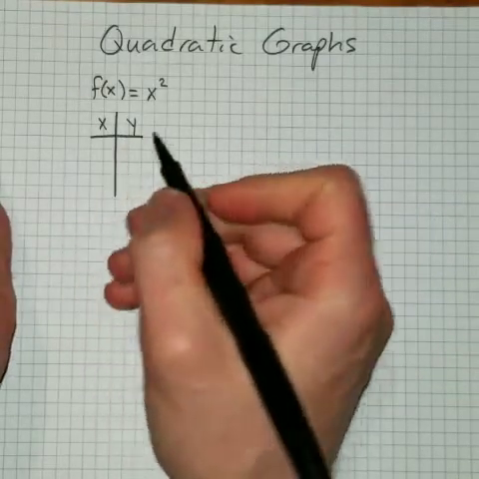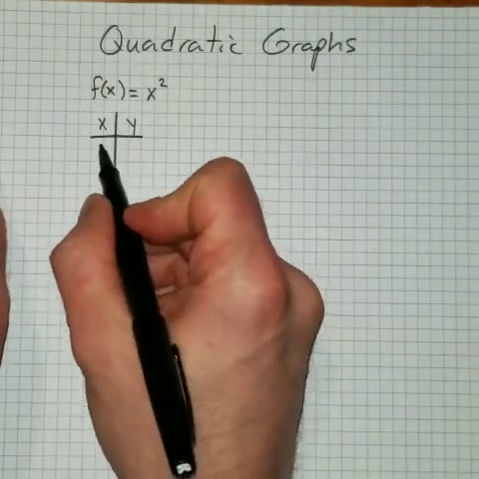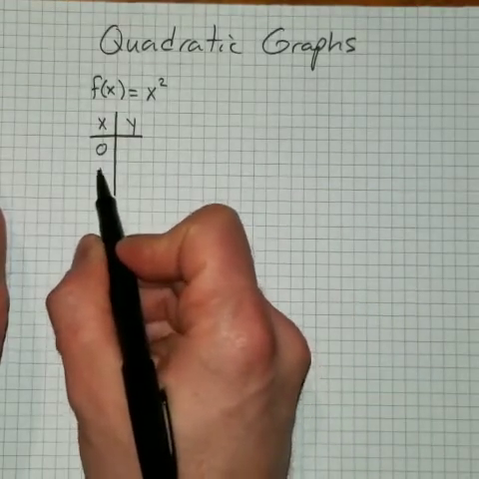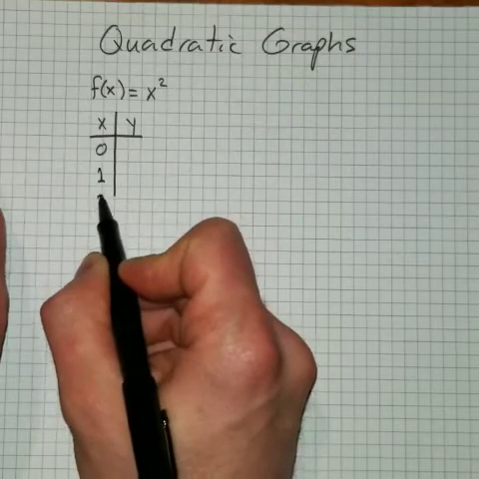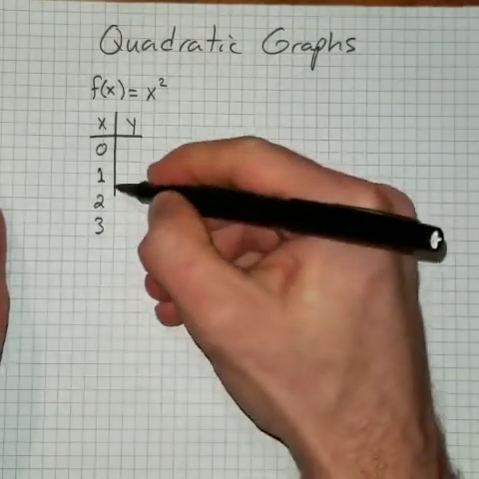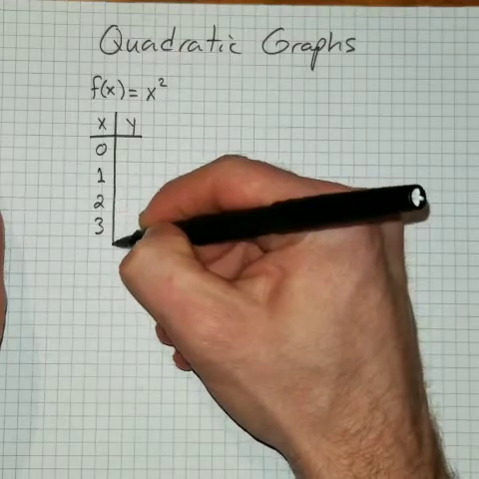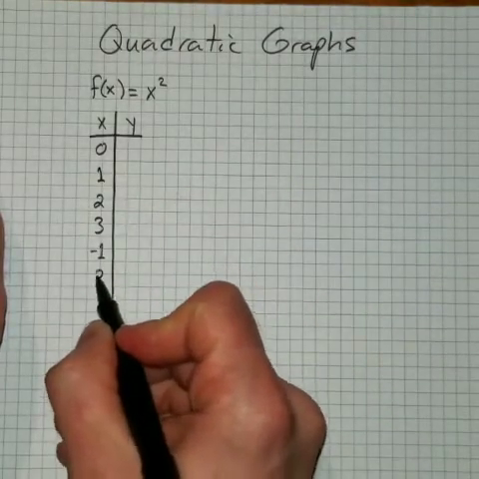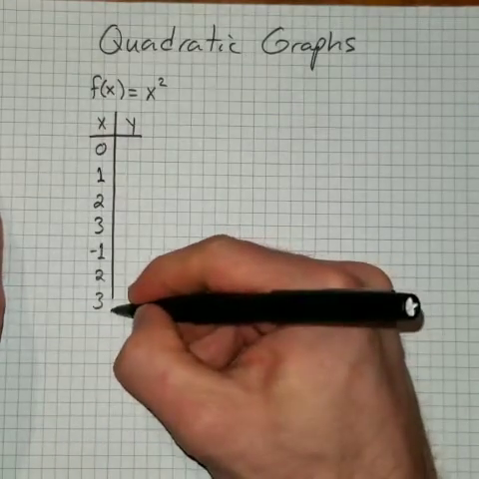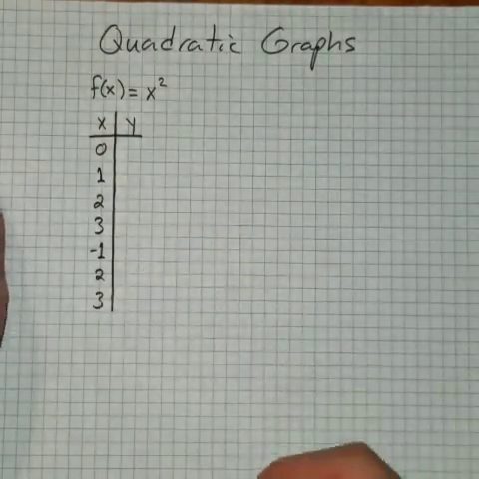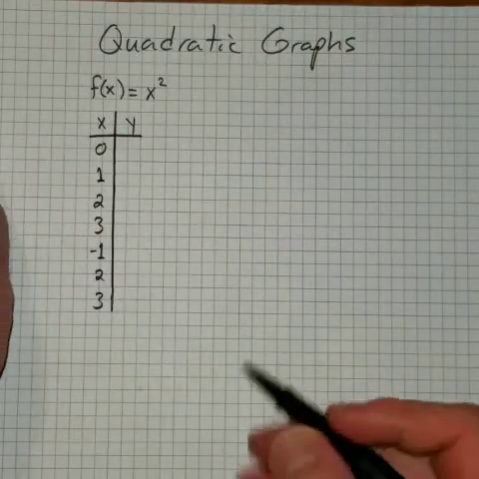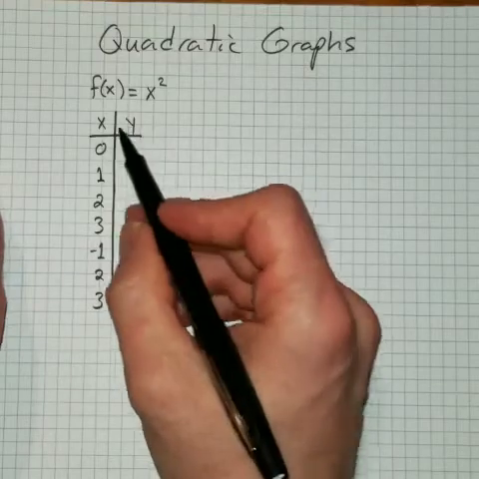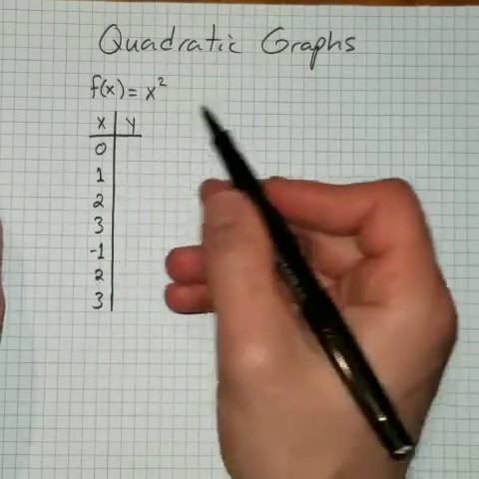So let's plug in a few values. I'll start at 0, and maybe we'll just do some easy ones like 1 and 2 and 3. And maybe we'll throw some negatives in there as well. So let's throw -1 and -2 and -3 also. Okay, that should give us a good start. All right, so now for each of these values, if I were to plug them in, you just plug them in for x, right?